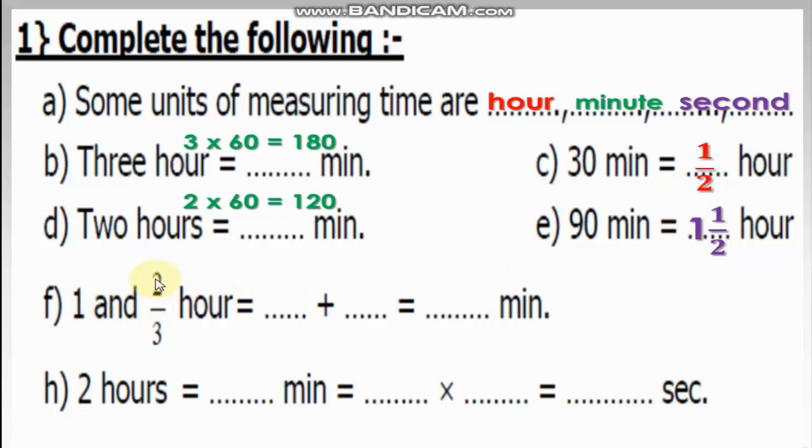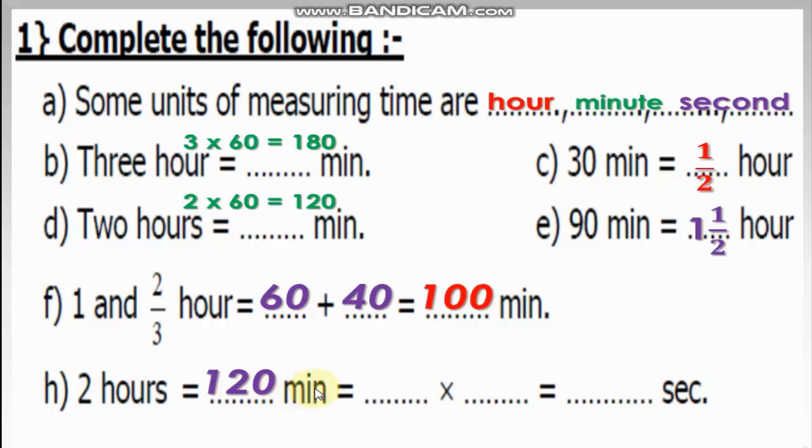Letter F. 1 and 2/3 hours equals how many minutes? We know that 1 hour equals 60, and 2/3 hour equals 40. So 60 plus 40 equals 100 minutes. Letter G. 2 hours equals how many minutes? We know that 1 hour equals 60. So 2 hours equals 60 plus 60, 120 minutes.